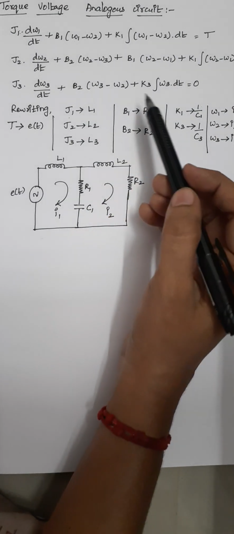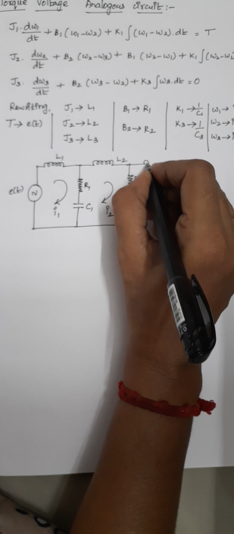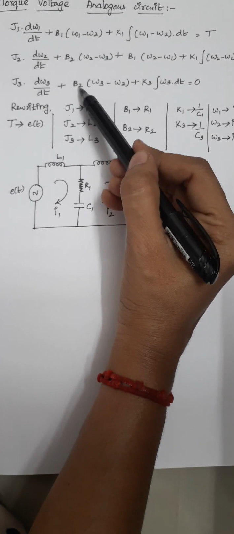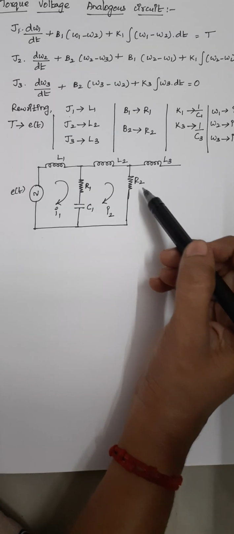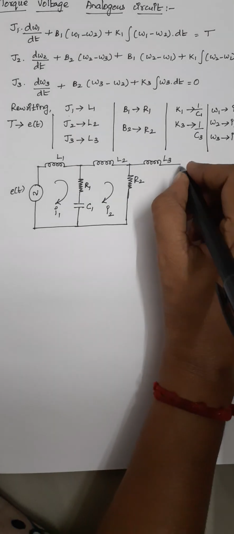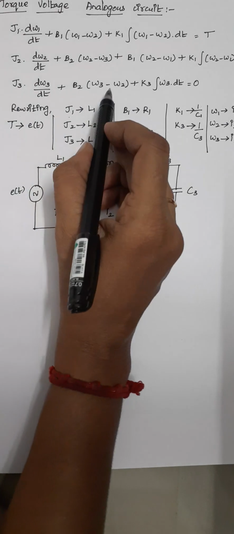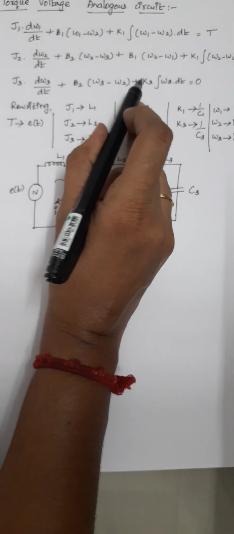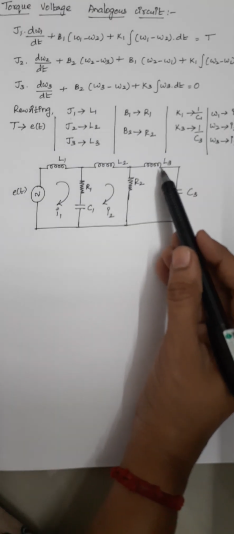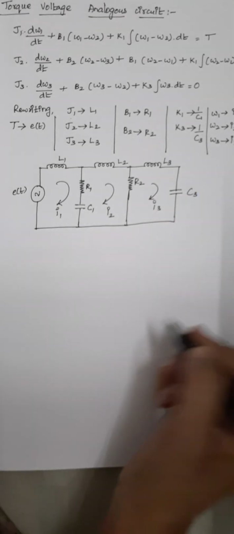Right. And our third expression is, again here we are having J3. J3 should be represented as L3, so here just draw an inductor L3. And again B2. This B2 is represented as R2, and this R2 we had already drawn here. And again here I am having K3. This K3 should be represented as C3. So here just draw a capacitor C3. Again the third expression consists of 3 parts, 1, 2, 3. And again our loop also consists of 3 elements, 1, 2 and 3. Right. Let the current flowing through this loop 3 be I3.